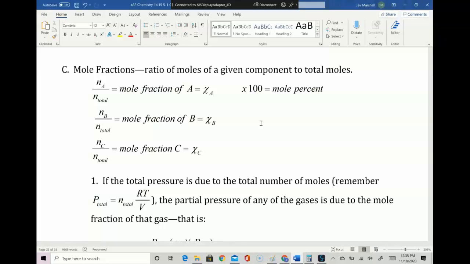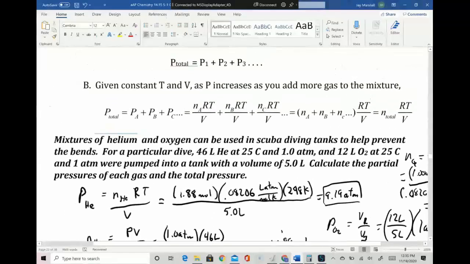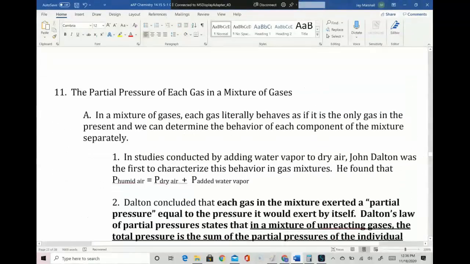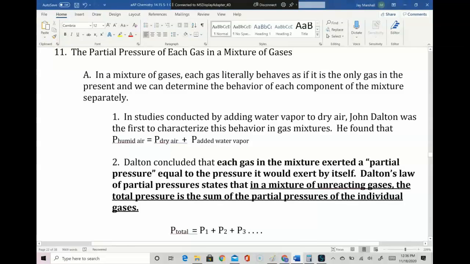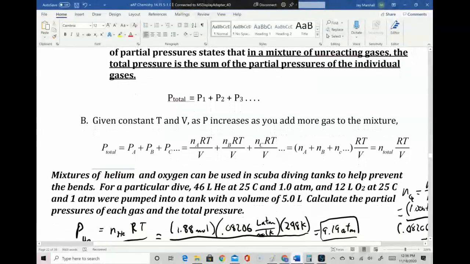Both important. Okay, so we started talking about partial pressures of gas. And we said that if we have a mixture of gases, each gas behaves as if it's the only gas that's present, and we can determine the behavior of each component of the mixture separately. And we made the statement that the total pressure was going to equal the partial pressures. And so this term partial pressure makes a lot of sense. It's partial meaning it's part of the total.